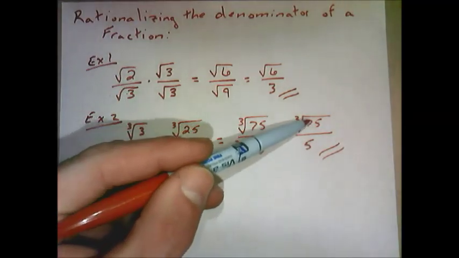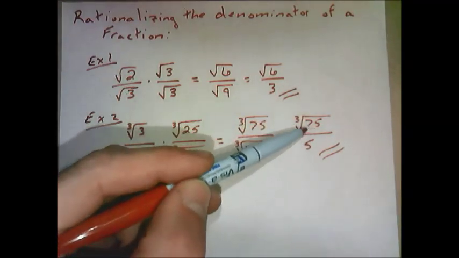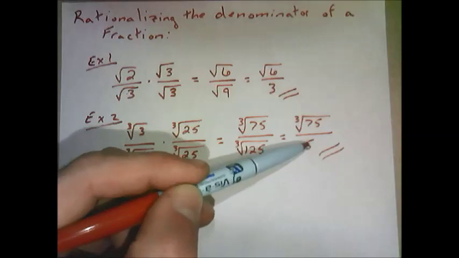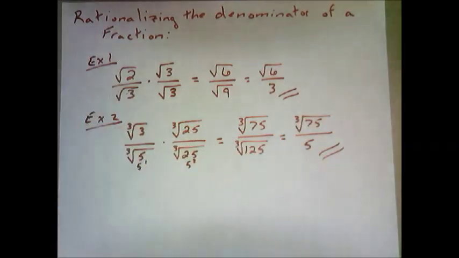Again, don't try to divide these into each other, since we can't divide a radicand by a whole number. You have to divide radicand by radicand.